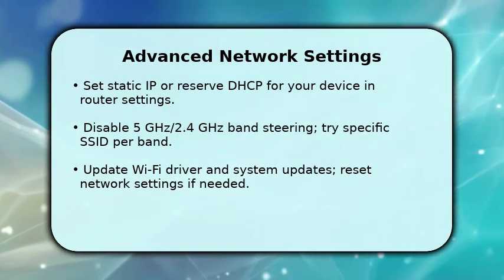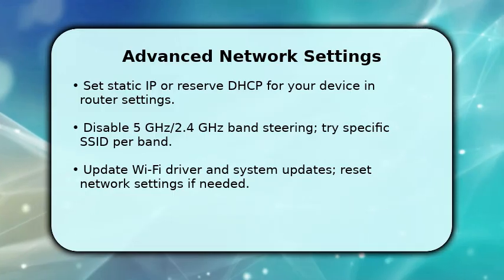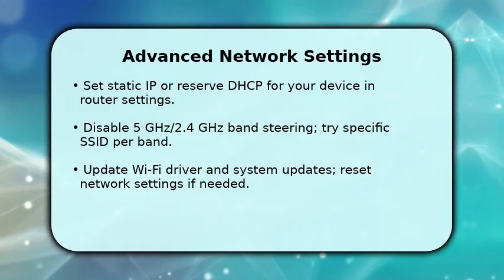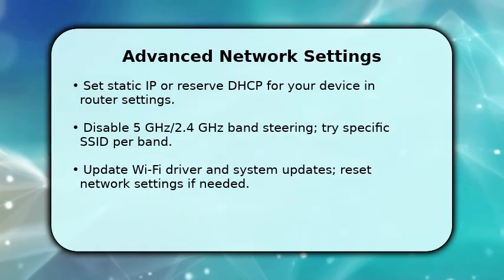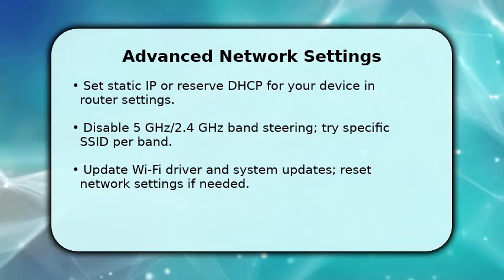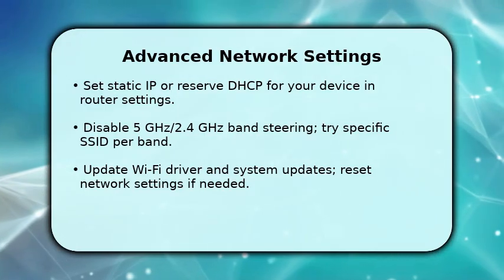Assign a static IP or reserve one on the router to avoid lease conflicts that cause drops. Make sure band steering isn't flipping between 2.4 GHz and 5 GHz. Instead, create separate SSIDs for each band and connect to the stable one.